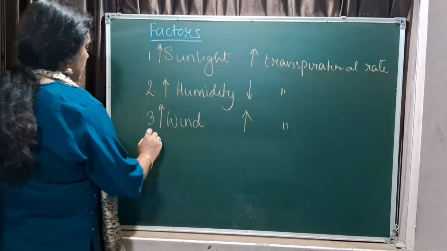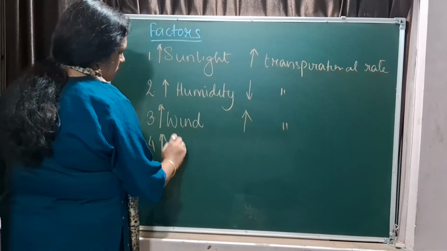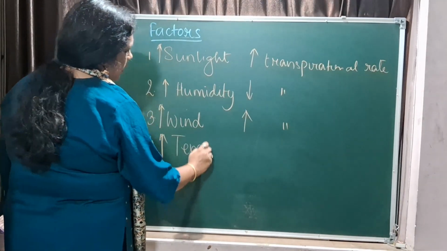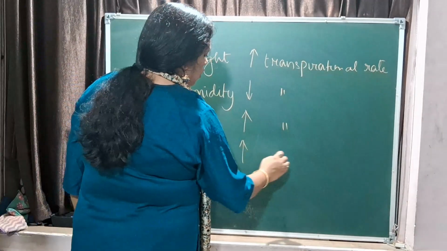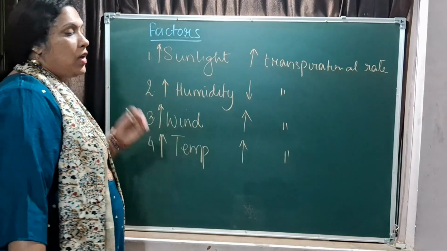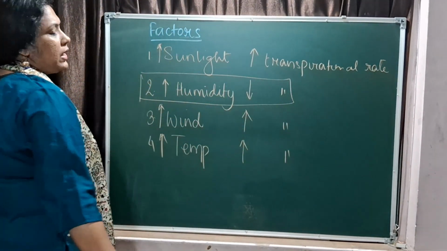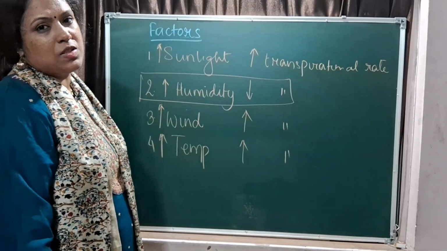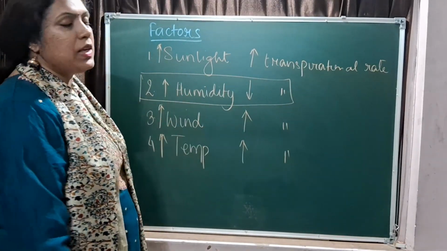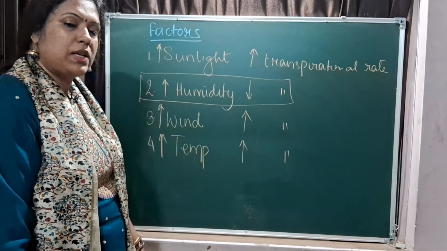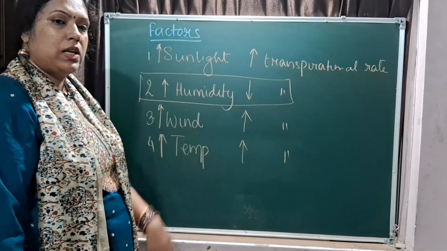Okay. Next one is the temperature. When the temperature is high, the amount of water lost by the plant is also high. So except humidity, rest all are having direct relationship with the transpirational rate. But for humidity, it is an inverse relationship, that is increase in one factor, decrease in the other.